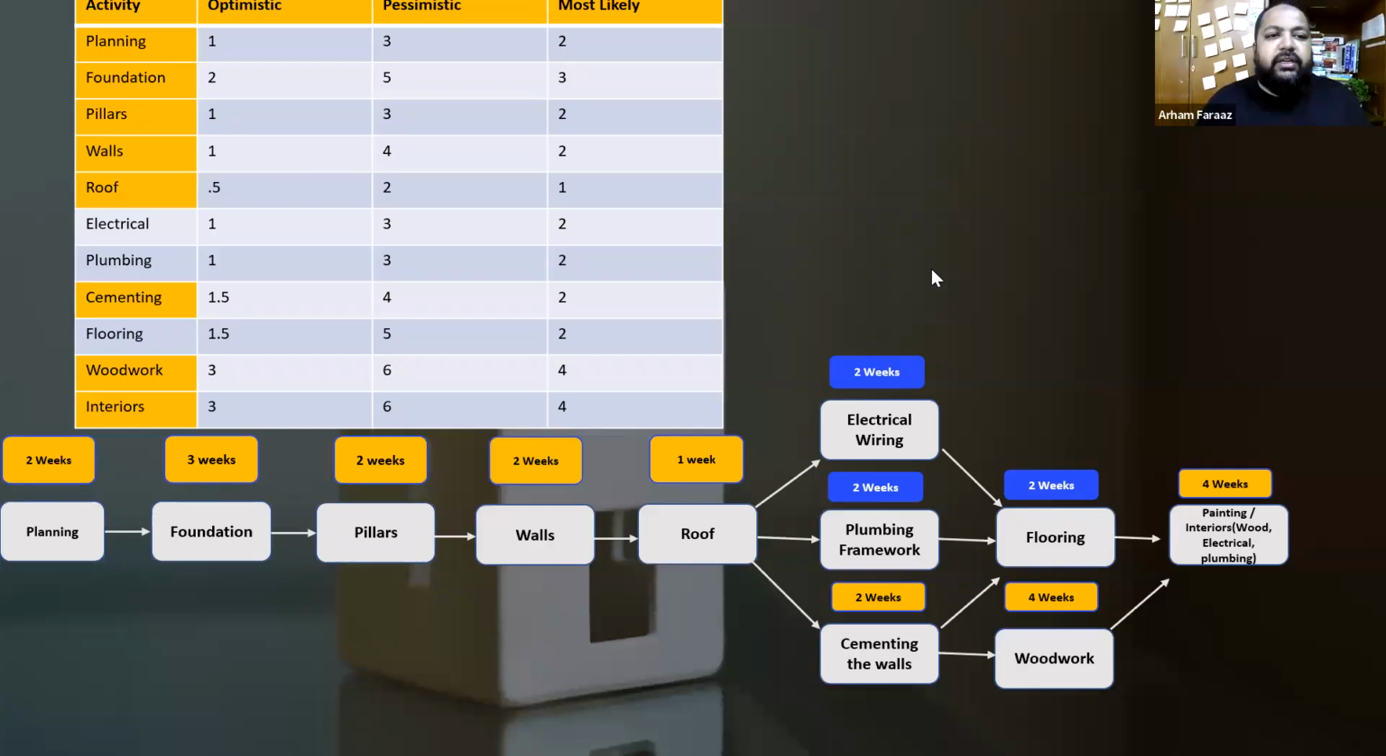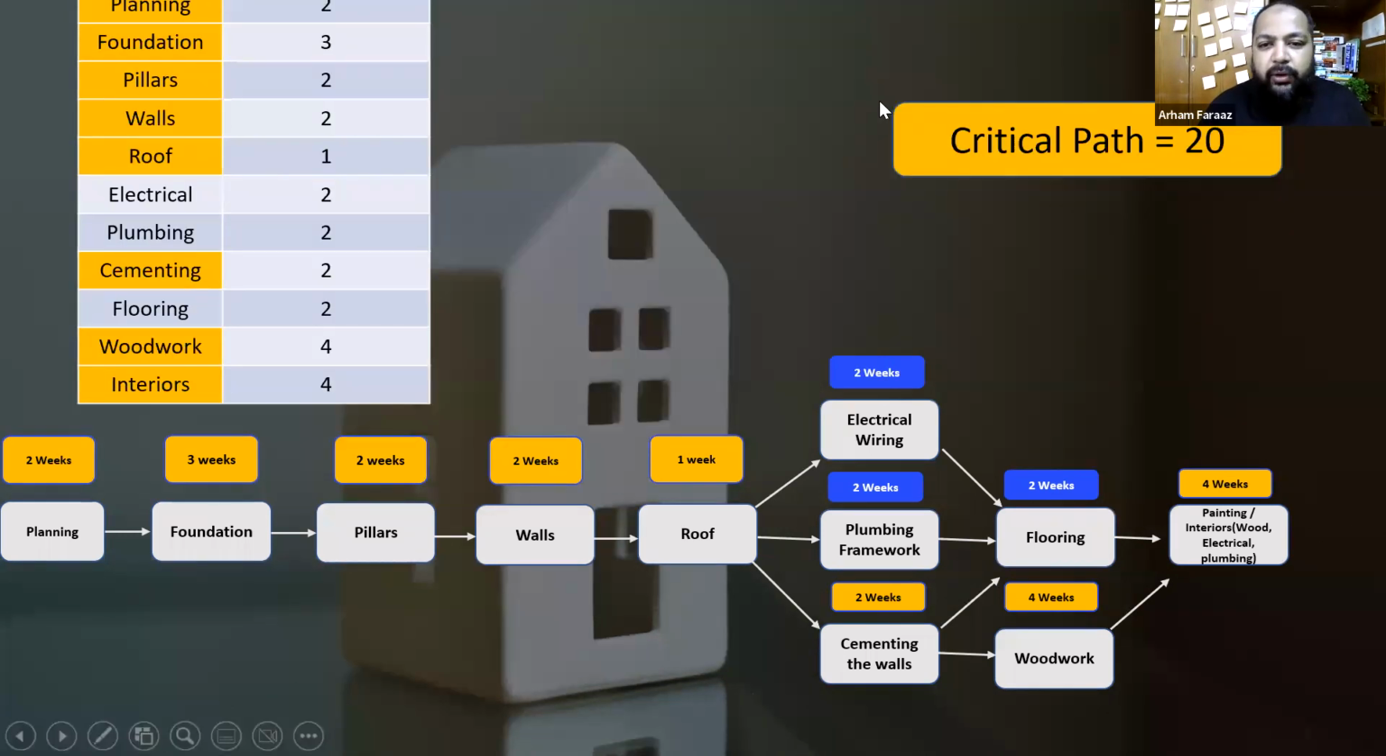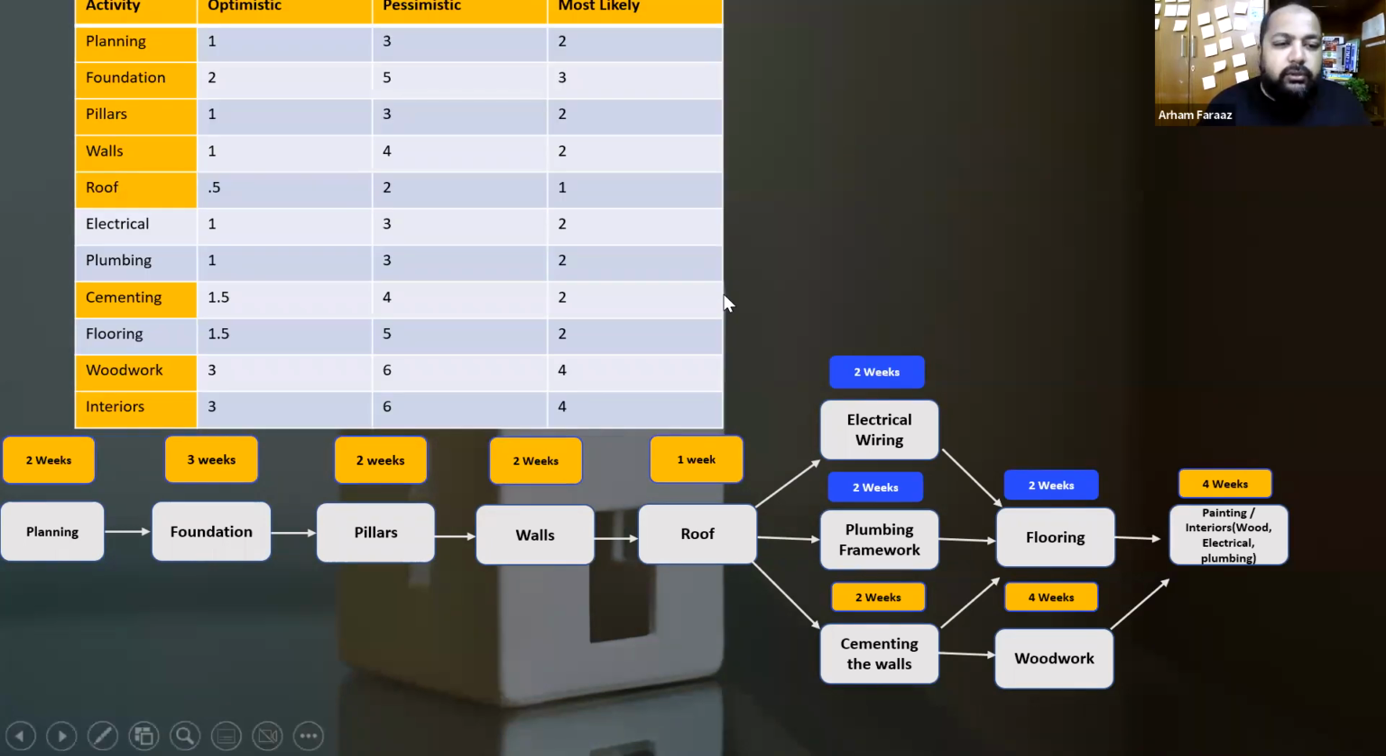Okay, if you can see it now, you've got the 3 estimates. We have now got a 3-point estimate, from the 1-point estimate in the previous slide, where the critical path was about 20 weeks. Now let's see how it goes. In the 3-point estimate, the most likely is the same old 1-point estimate we had: 2 weeks, 3 weeks, and all those things.